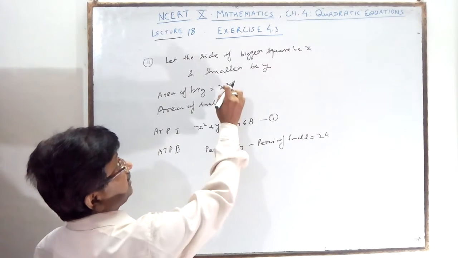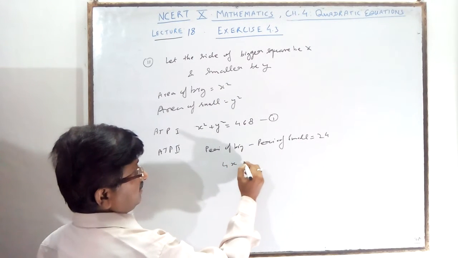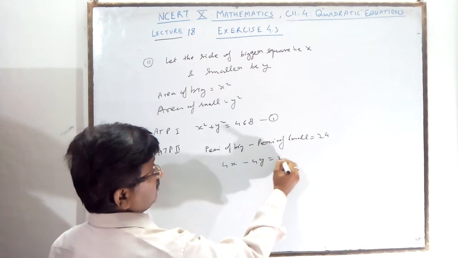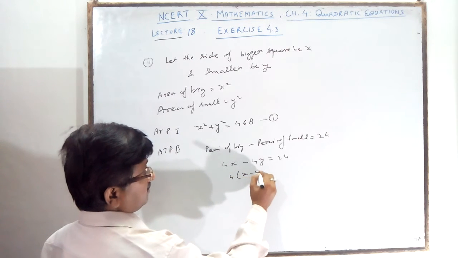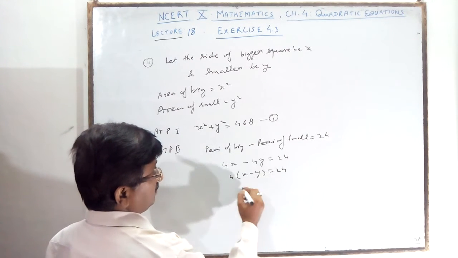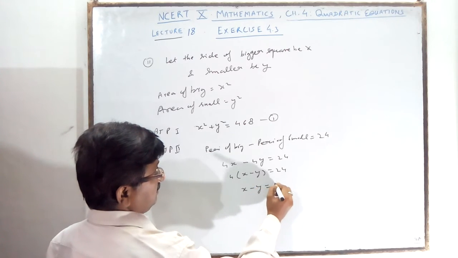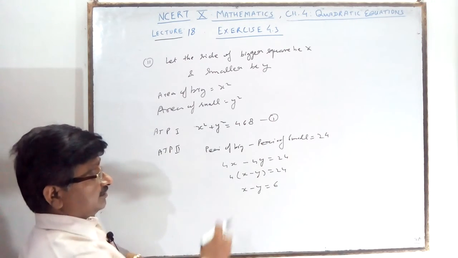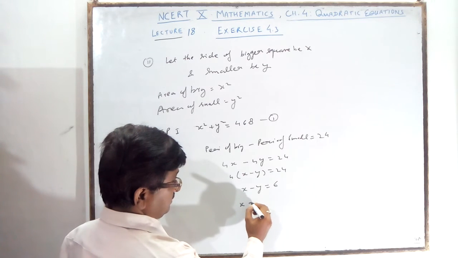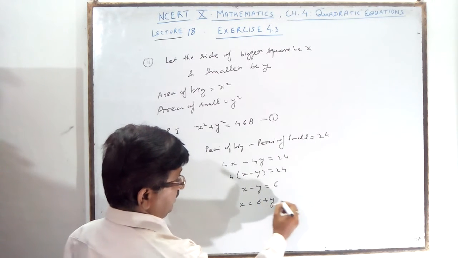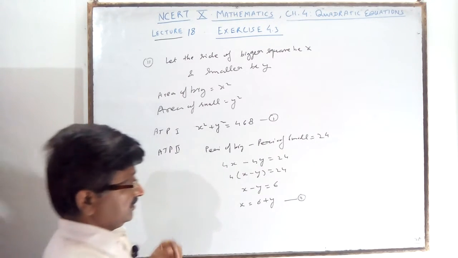So the perimeter of the big square means 4 into side. 4x minus 4y is equal to 24. Then taking 4 common, x minus y is 6, because 4 times 6 is 24. So what will you get by this? x is equal to 6 plus y. It is the second equation.